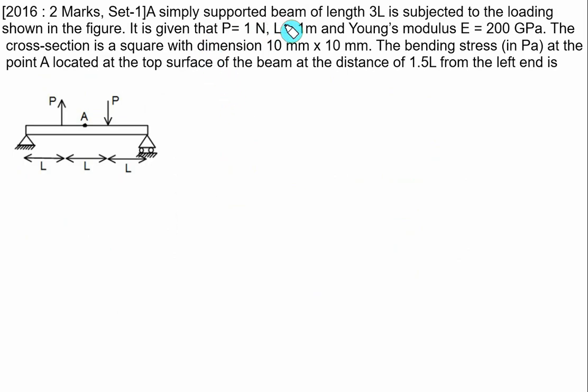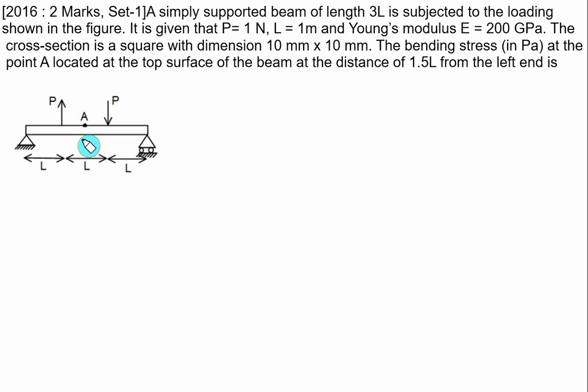A simply supported beam of length equal to 3 times L is subjected to the loading as shown in the figure. One load P is acting at a distance equal to L from the left support in the upward direction, and one load P is acting downward at a distance equal to L from the right support. It is given that the value of P is equal to 1 Newton, length L is equal to 1 meter, and E is equal to 200 gigapascal. The cross section is a square of 10 mm by 10 mm. You have to calculate the bending stress in Pascal at point A, located on the top surface of the beam at a distance equal to 1.5 L from the left end.